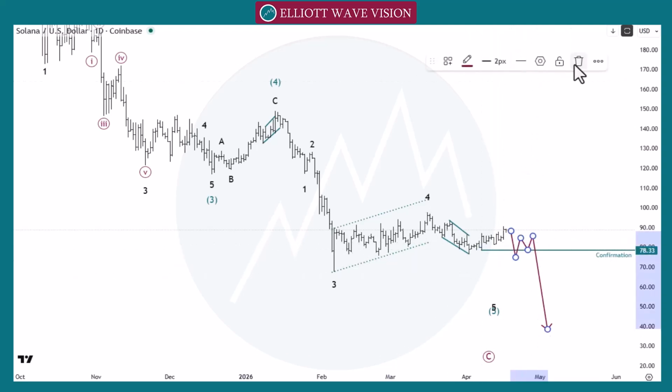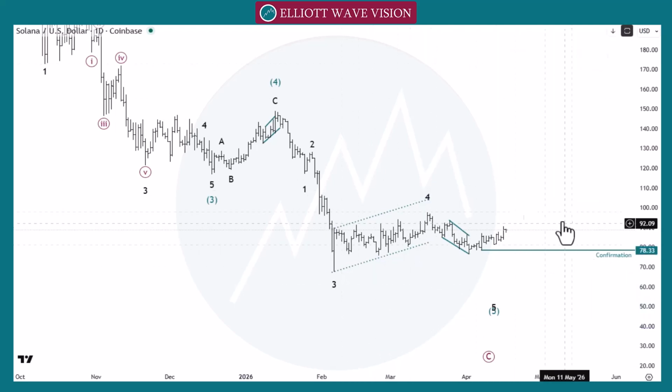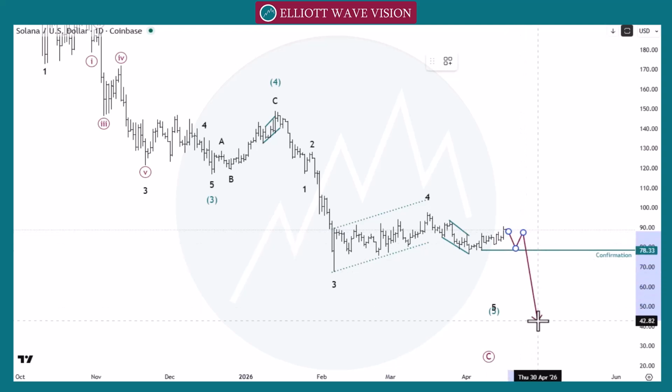So let's check the alternative count. We can count this move as A, B, C, D and E. Like that's possible. Market may give us this move as a D and E, then market will go towards the bearish side. So we need to wait for the proper impulsive move and classic trading level pattern at this point to go towards the bearish side. So let's check the possibility in 1 hour time frame.